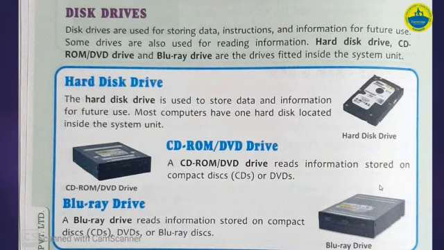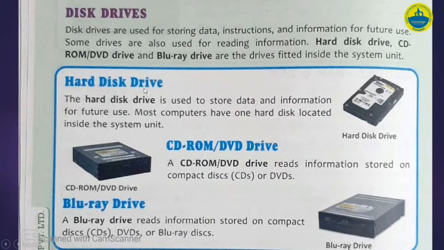The next component of the system unit is disk drives. These are also called storage devices, which are used to store your data for future use. Some of them are the hard disk, CD-ROM, and Blu-ray disc. The CD-ROM or DVD drive, the Blu-ray drive and the hard disk drive are used for storage purposes.